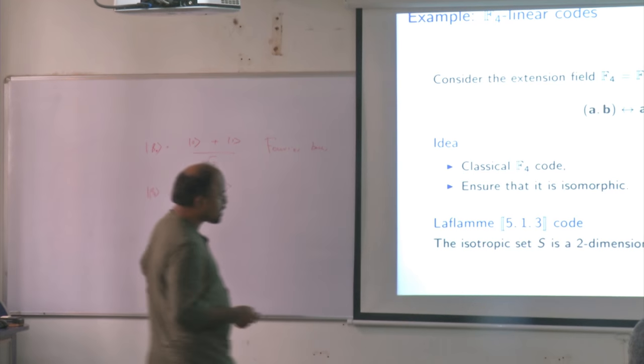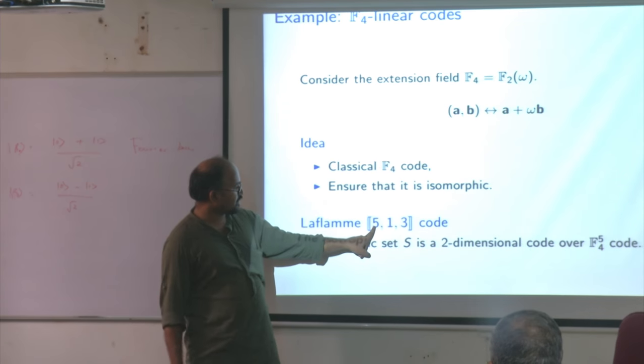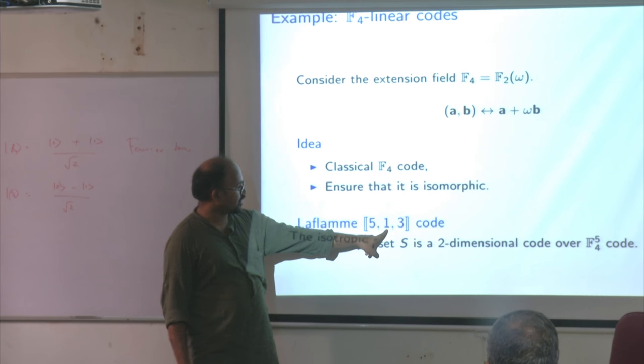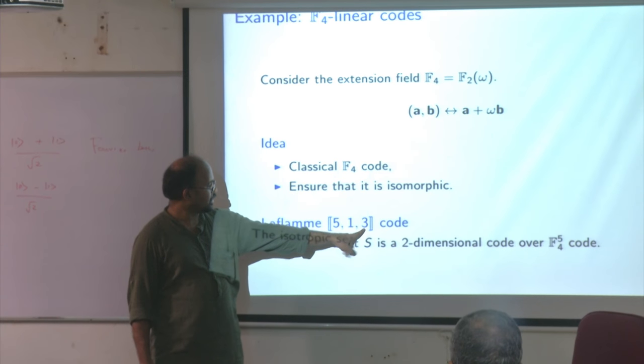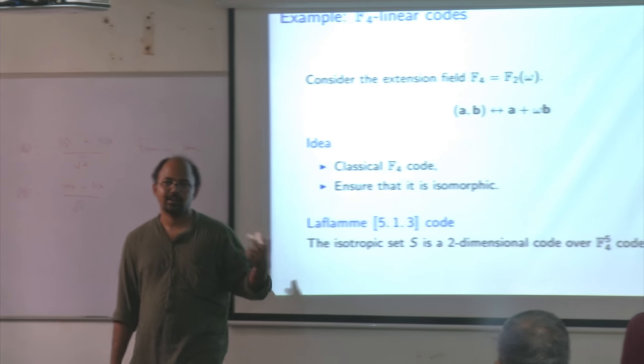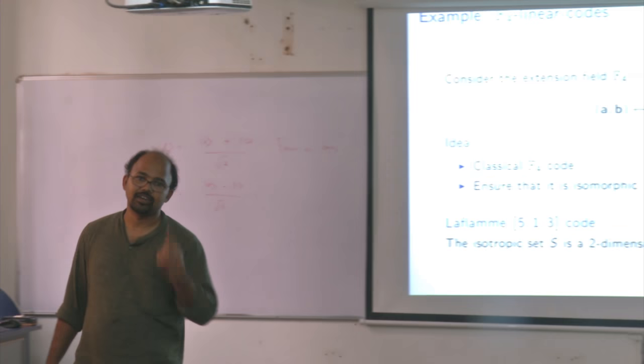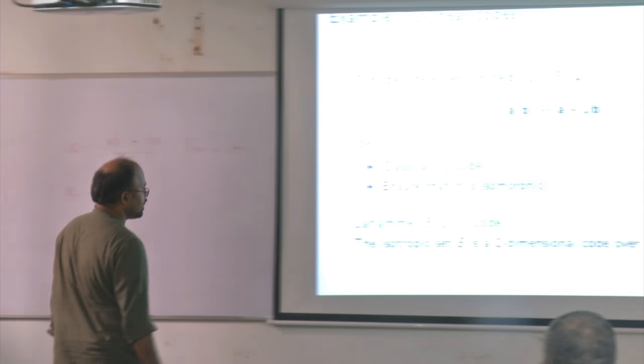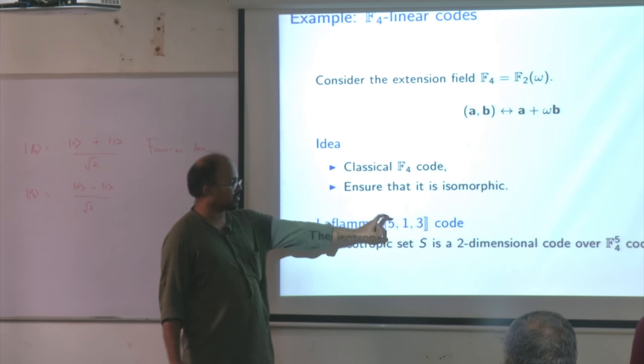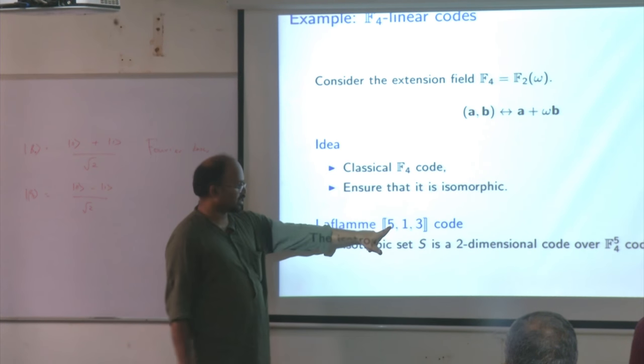An example of this is the [[5,1,3]] code. It uses 5 qubits to encode 1 qubit and it can correct up to 1 error. This is the best you can do, the smallest code which can correct 1 error. In the classical case, it is the repetition code, [3,1,3]. In the quantum case, it is [[5,1,3]].